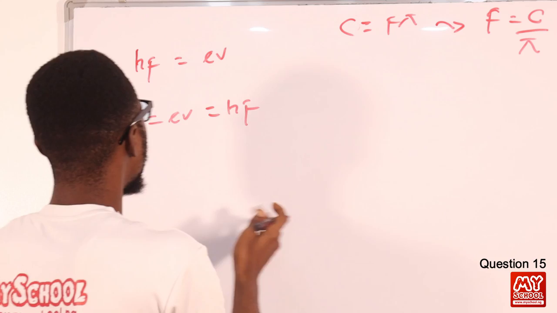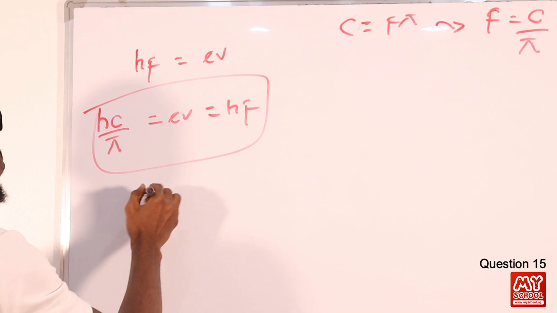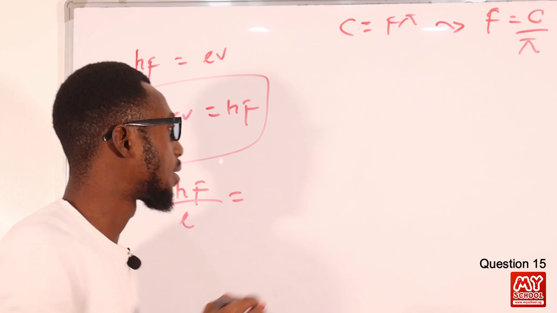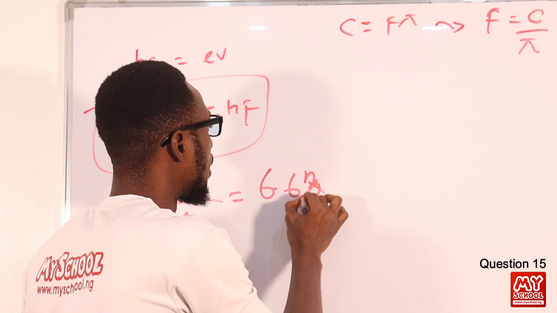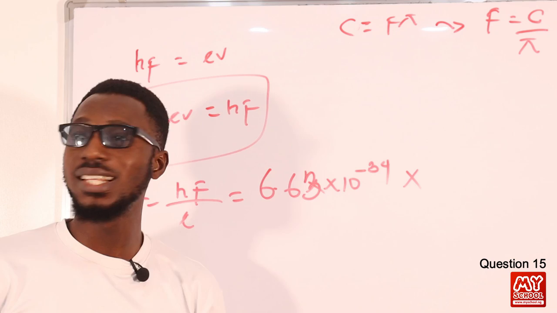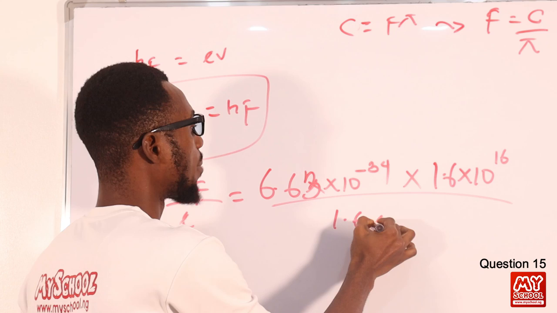So we don't need this, we are just going to work with this. The energy imparted by the accelerating system, this is where we are going to search for the accelerating potential. So that will be V equals hf over e. We have Planck's constant as 6.63 times 10 raised to the power minus 34, times the frequency of the emitted x-ray, which is 1.6 times 10 raised to the power 16, then over e, which is 1.6 times 10 raised to the power minus 19.